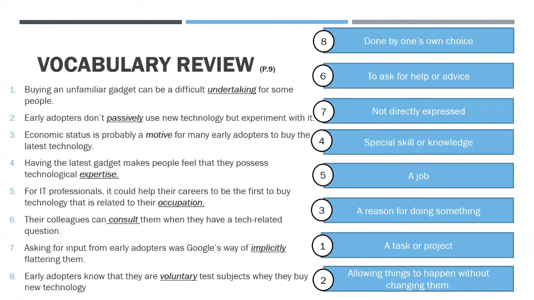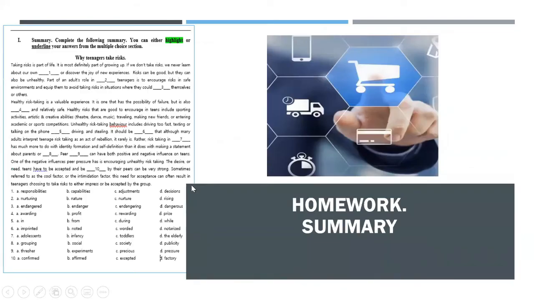If you can take a screenshot of this, I will be extremely happy because you're going to need this for your homework, okay? So now for your homework, number 1 to 10, you have to complete a summary. When you complete your summary, please highlight or underline. You don't have to type the answer here. Just read and understand and then come here, look at your options.